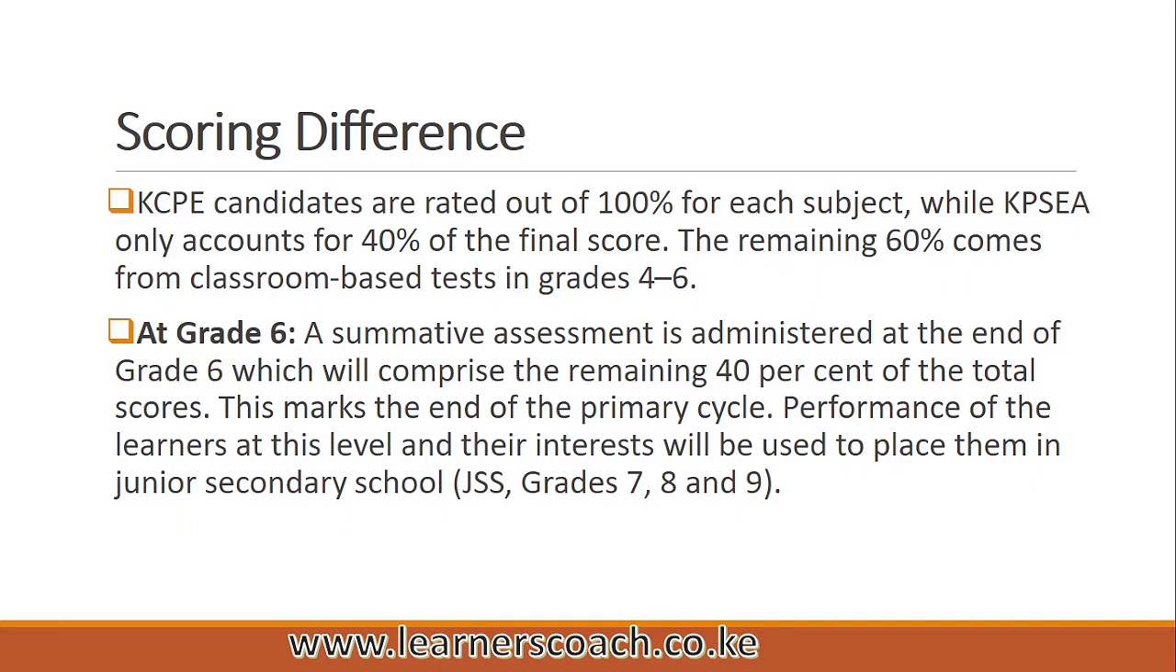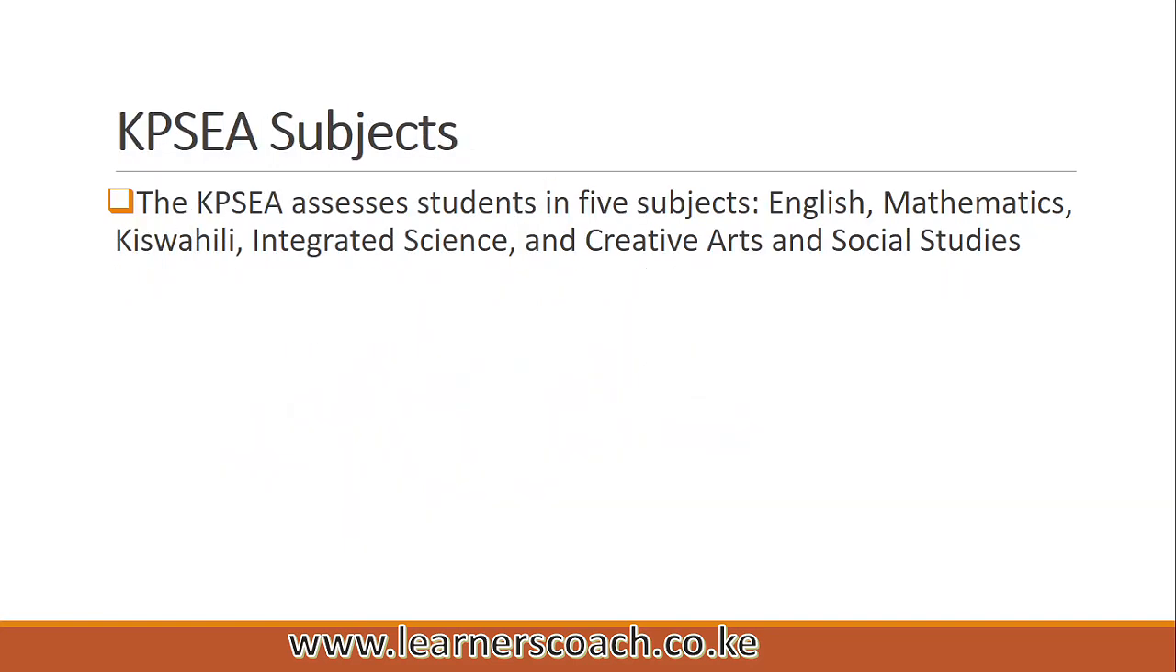A summative assessment is administered at the end of grade 6, which comprises 40% of the total score, and these marks mark the end of the primary cycle. The performance of the learners at this level and their interests will be used to place them in junior secondary school, that is JSS, grade 7, 8. So we are going to look at what assessment is done before KPSEA and what is done after KPSEA.